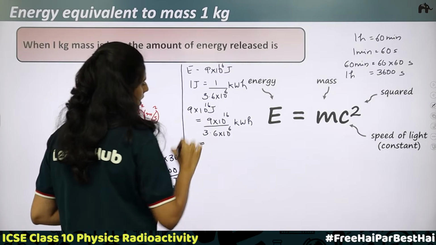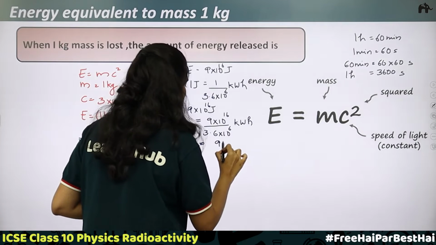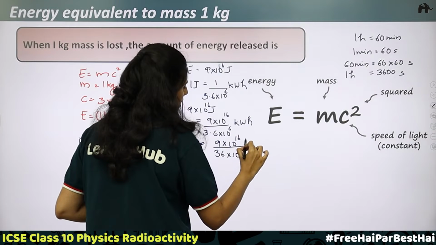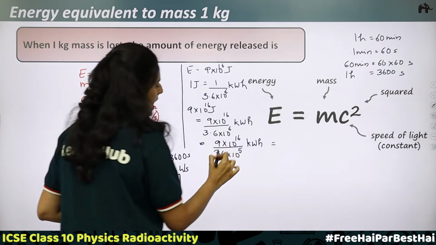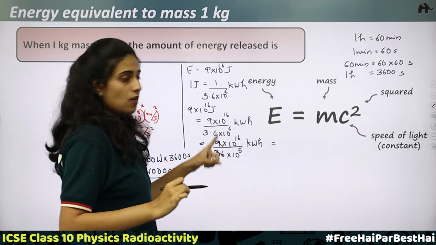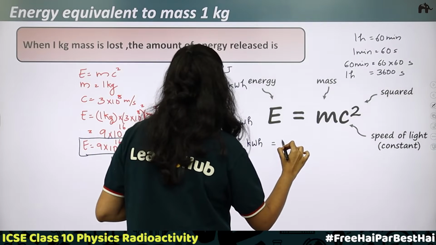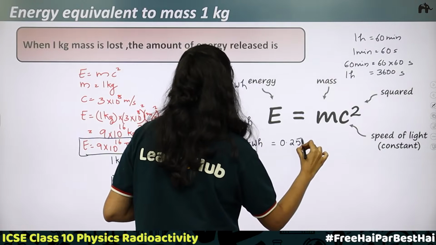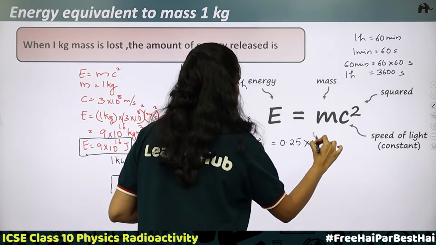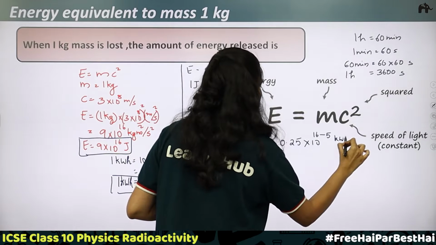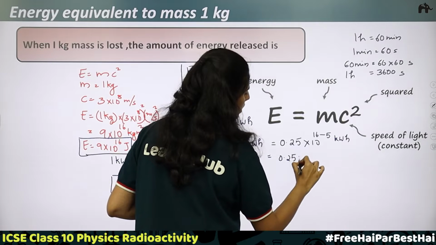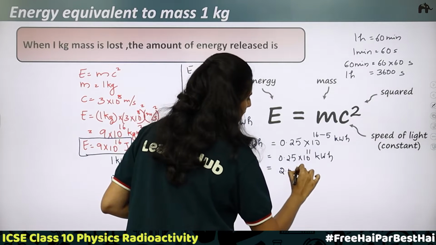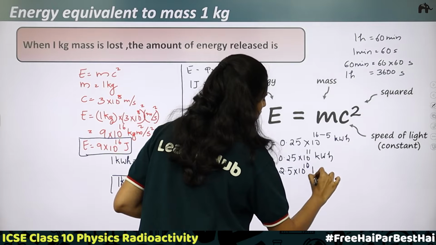Here you will be getting 9 into 10 raised to 16 divided by, this can be made 36 into 10 raised to 5 kilowatt hour, which is equal to 9 by 36 when cancelling. 9 into 4 is 36. What is 1 by 4? 1 by 4 is equal to 0.25 into 10 raised to 16 minus 5 kilowatt hour. That is equal to 0.25 into 10 raised to 11 kilowatt hours. Or you can say 2.5 into 10 raised to 10 kilowatt hour.